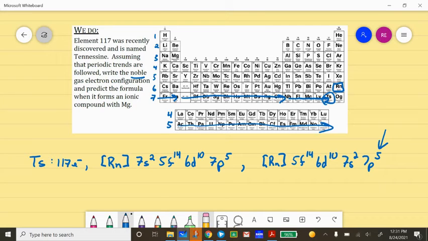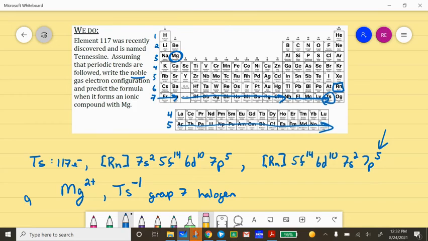So we know tennessine is going to act very similar to the halogens when it comes to giving or taking electrons. So magnesium is in group 2, so we know magnesium is going to have a 2+ charge. If you think about tennessine being really similar to the other halogens, that means tennessine is probably going to have a -1 charge. It is a halogen.